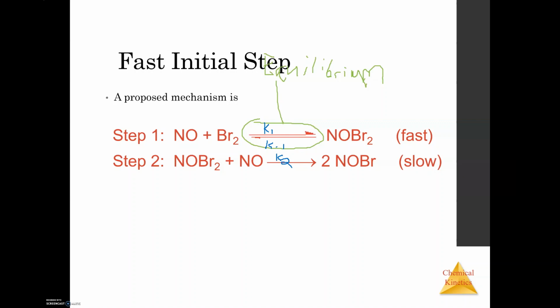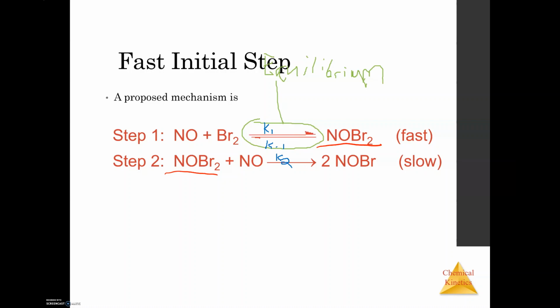So the first step, NO plus Br2 yields NOBr2. And then NOBr2 reacts with NO to produce NOBr. Now, if you pay attention, the first step is a fast step, so it's not the rate determining step. So we're going to be utilizing both steps here. There's a little bit of algebra that we have to take into consideration. I also want to make sure that you know that NOBr2 is considered the intermediate.